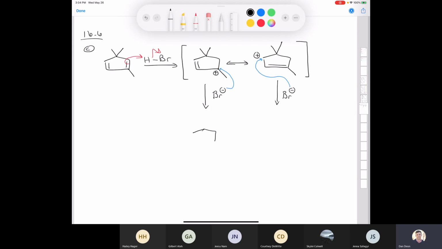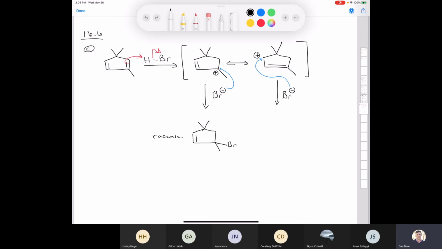The first product will look like this. I have my gem dimethyl. I have the bromine over here like that. And that's going to be a racemic mixture. Racemic. Why? Because this is a stereocenter, and this is an sp2 hybridized carbocation. Therefore, the bromide could attack from either face of the molecule.